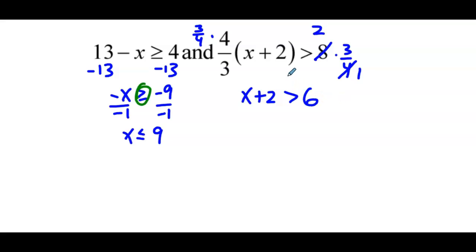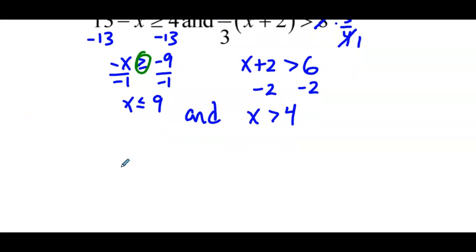So just another way to think about this problem. We're going to subtract 2 from both sides. So x is greater than 4. And we're connected with "and". So we'll create our number line. So we have 4 and we have 9. And we'll pull out the highlighters.